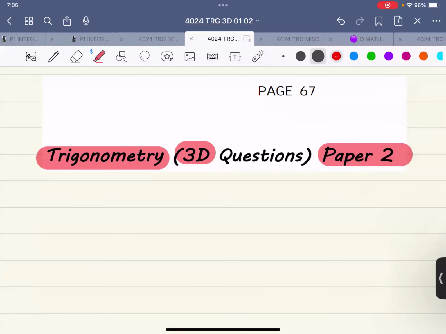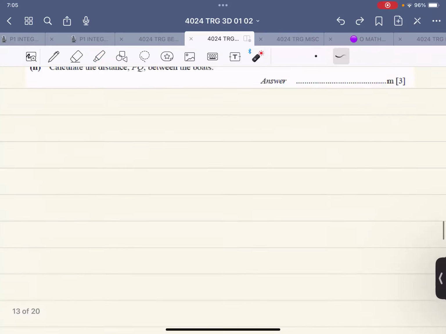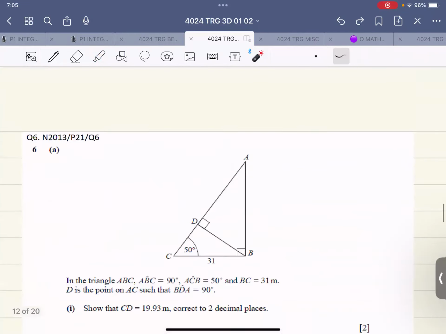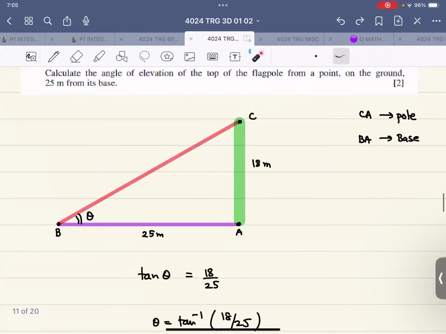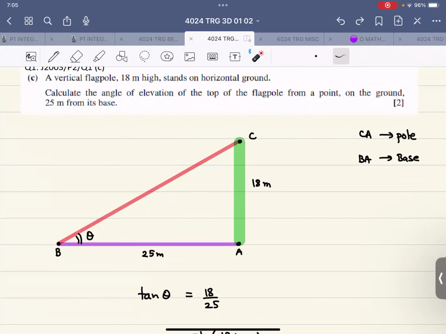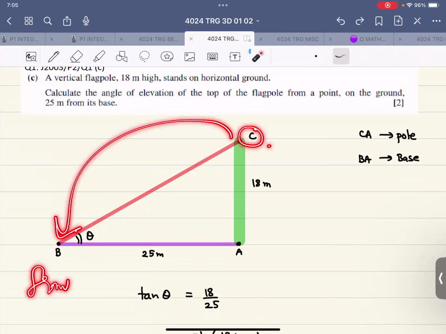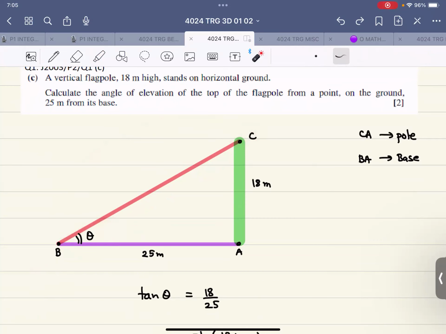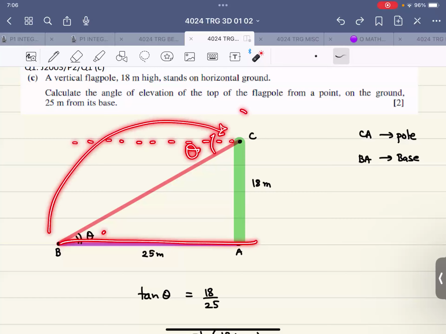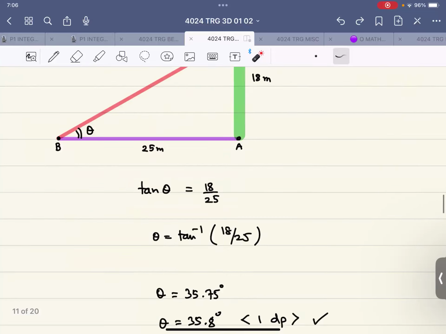Now we are starting with trigonometry, and this is 3D trigonometry. We have already done the concept of angle of elevation and angle of depression. If we talk about the angle of elevation of C from B, that means this is the angle of elevation. And if I draw a horizontal over here, which is parallel with this, if this is theta, this is theta. This is the angle of elevation of C from B, and the angle of depression of B from C. So therefore, this angle is the answer.